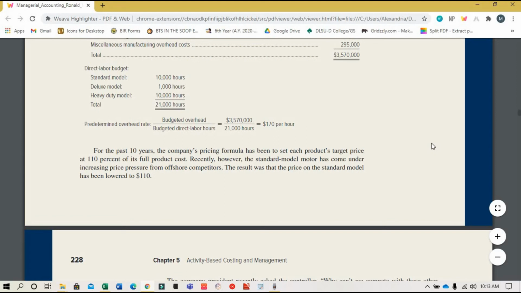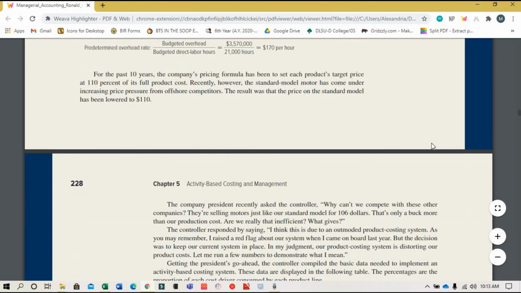For the past 10 years, the company's pricing formula has been to set each product's target price at 110% of its full product cost. Recently, however, the standard model motor has come under increasing price pressure from offshore competitors. The result was that the price on the standard model has been lowered to $110.